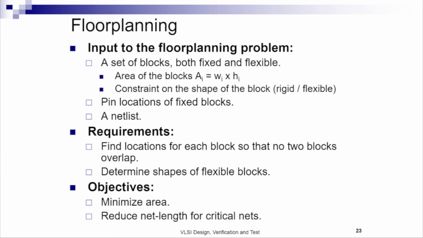The objective is to minimize the total area of the layout on the chip and to reduce the net length for critical nets. So if we place two blocks which have a high amount of interconnection among them far apart from each other, there will be a lot of long wires through the routing area of the chip connecting them, and hence it will lead to a loss in the reduction that we can possibly achieve in the area of the chip.